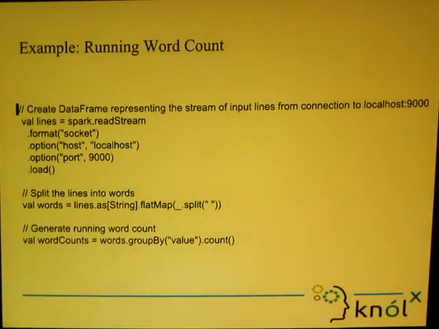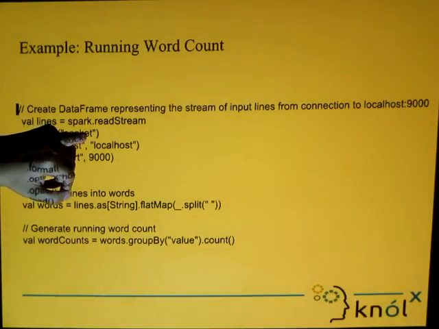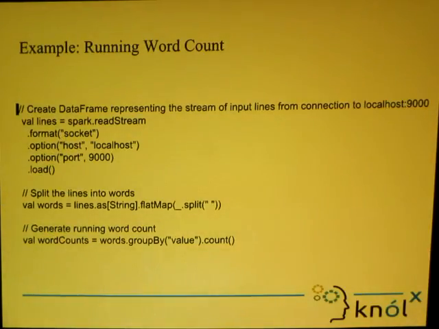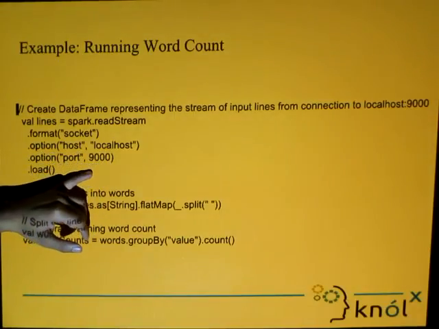So this is the word count example. The basic example describes how we can receive the data, create a streaming dataset, and make a word count. Here the output mode will be complete, in the next slide. So here we have a data frame called lines, and this is the readStream method, and the format is socket. So we receive data from the socket we have created locally on a particular host and port. The host is localhost and this is the port.